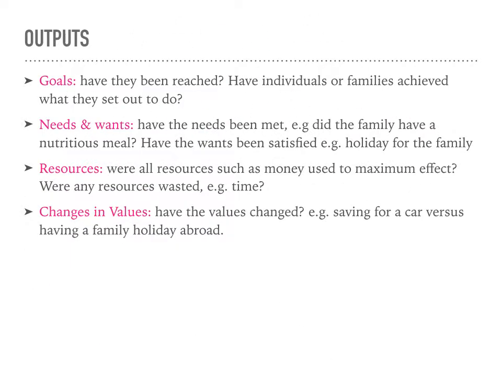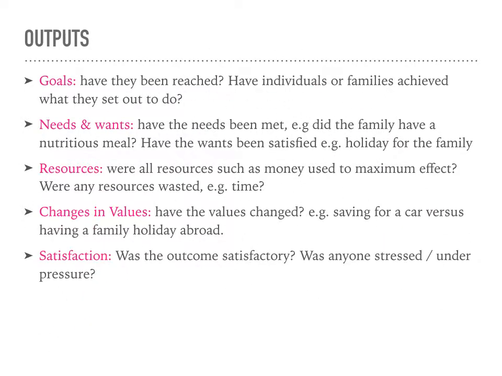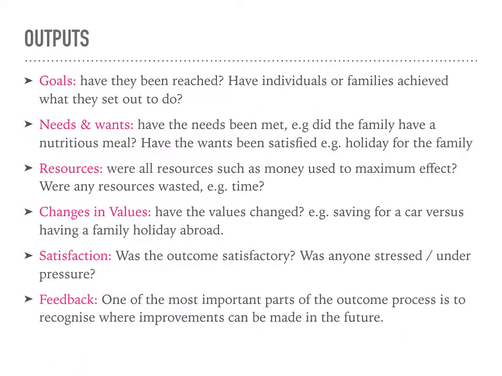Did values change? For example, you might save for a car that might have been of value before you might have had children, and then a family holiday may have been more valuable for your family life at a later stage. Satisfaction. Was the outcome satisfactory? Was anyone stressed or under pressure in order to achieve the aim or the goal? And feedback is the most important part of the outcome process. This is where we would recognise where improvements can be made for the future.